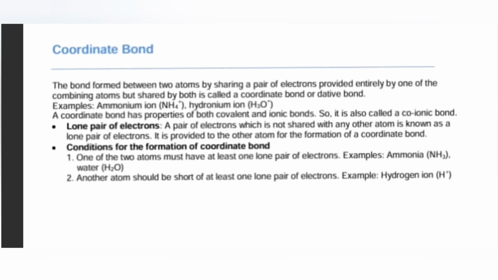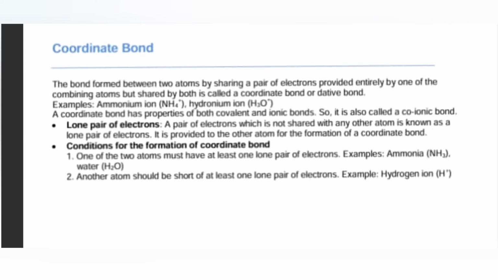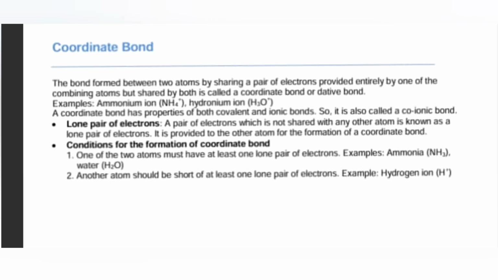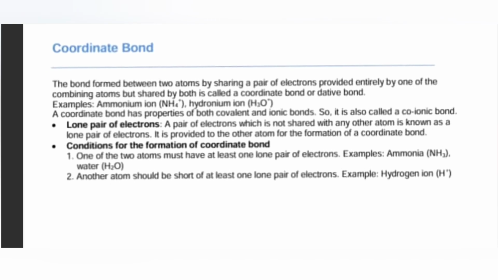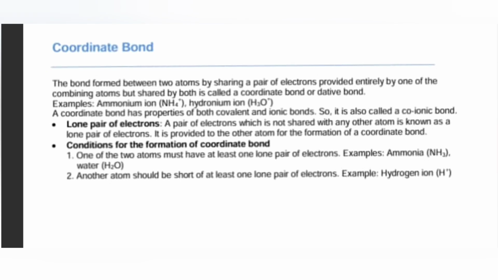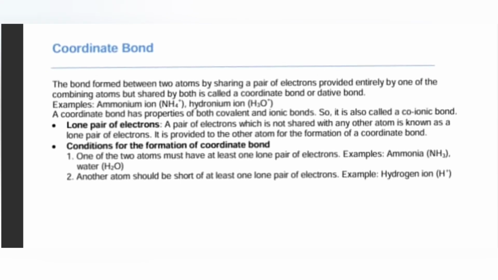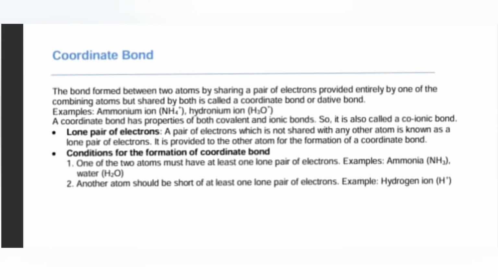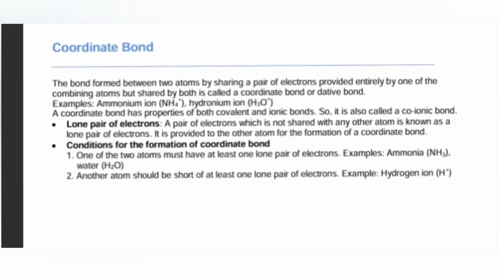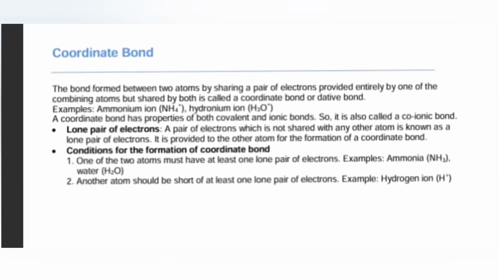The bond formed between two atoms by sharing a pair of electrons provided entirely by one of the combining atoms but shared by both is called a coordinate bond or dative bond. Examples: ammonium ion NH4+, hydronium ion H3O+. So what is a coordinate bond? In this, both atoms share electrons, but those electrons are provided by only one atom.